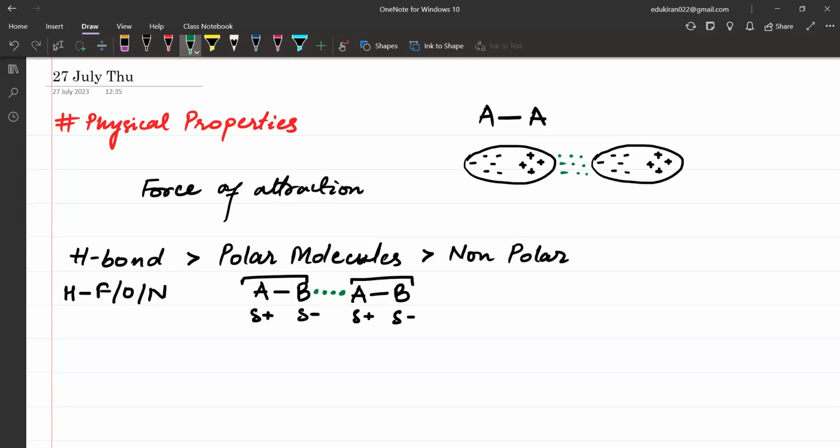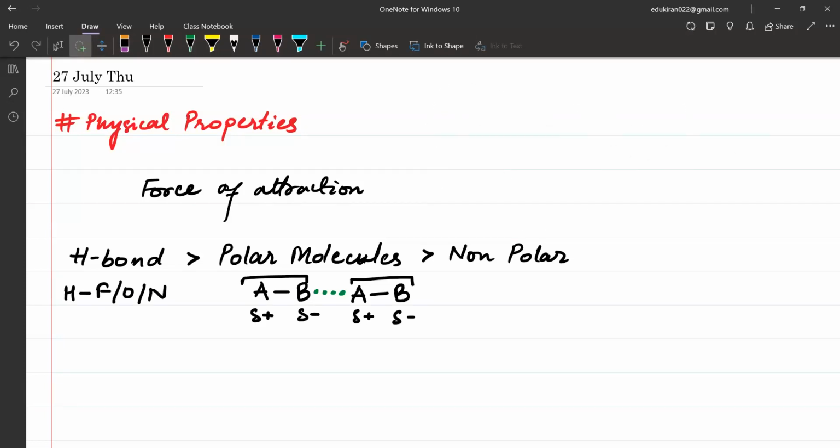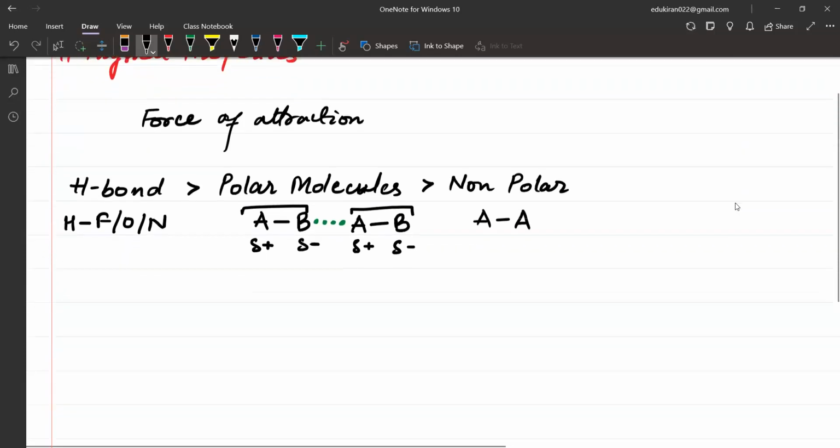Yes, sir, understood. Okay, so this is instantaneous. For an instant it will be there. Now in non-polar we don't have any dipole moment. Now after this, please write.